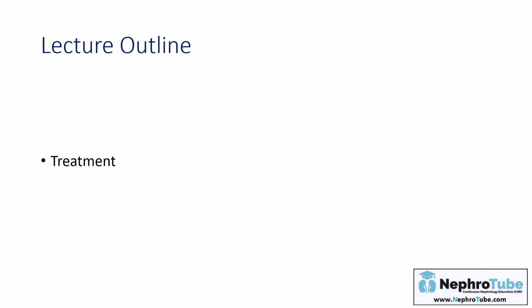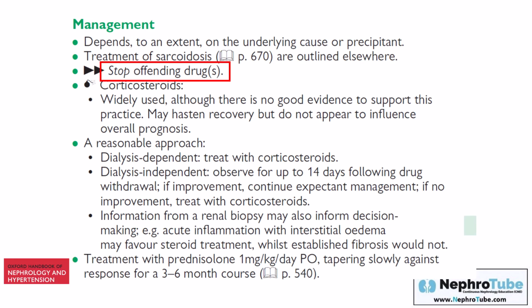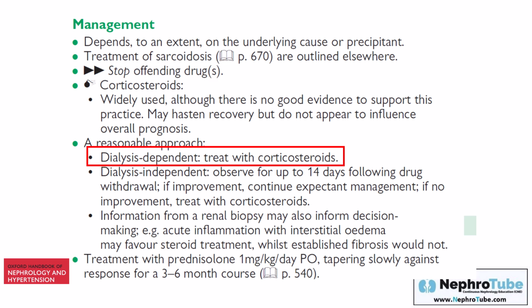Okay, what about treatment of acute interstitial nephritis? First of all, if it is caused by a drug, for sure you have to stop the offending drug. And if it is caused by a systemic disease, you have to treat the systemic disease. The second point is regarding the use of steroids in these cases. Actually, there is no one approved protocol for the treatment of acute interstitial nephritis with steroids. There are multiple references with different protocols and different approaches. But I see that the approach in this book is logical.